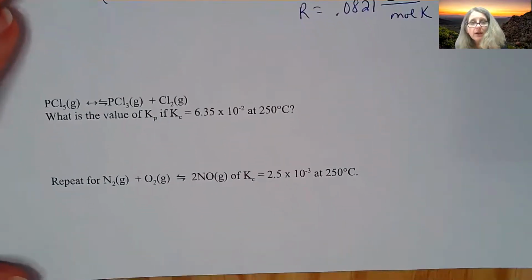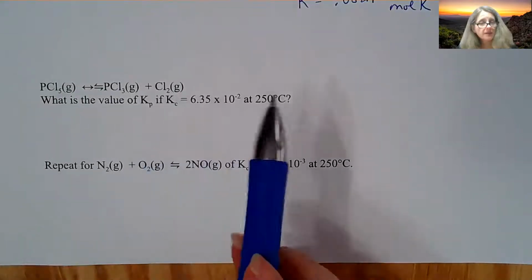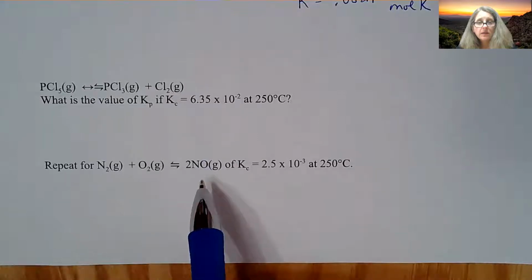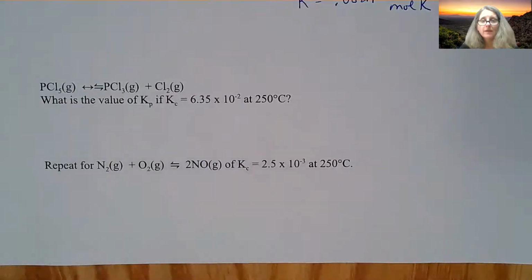So there are 2 problems here. What is the value of Kp if here's the Kc? And then repeat for this reaction if the Kc is at that. What would be the Kp? I'm going to pause the video and then show you the answers.